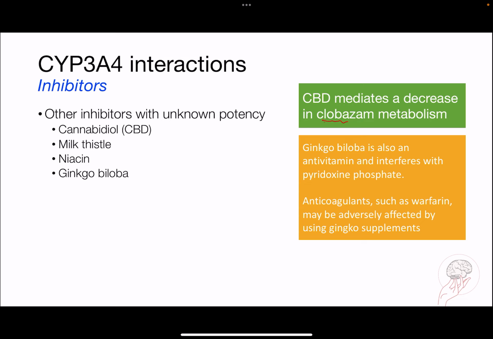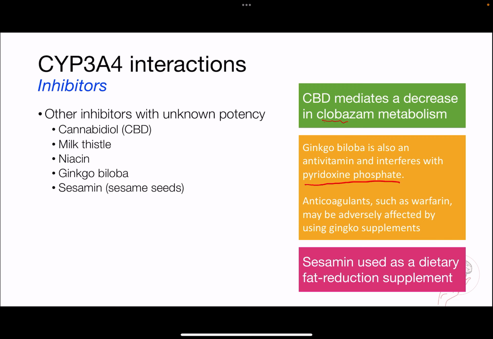So ginkgo biloba is actually an antivitamin, and it interferes with pyridoxine phosphate. So think about which vitamin that is. And it can also interfere with anticoagulants such as warfarin. So I'm always amazed when people are taking ginkgo biloba because it not only is not proven to be good for you, it actively gets in the way of vitamins. And sesamin, which is from sesame seeds, is also used as a dietary supplement for fat reduction.